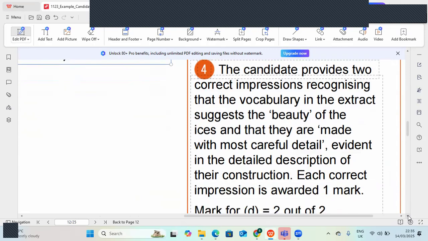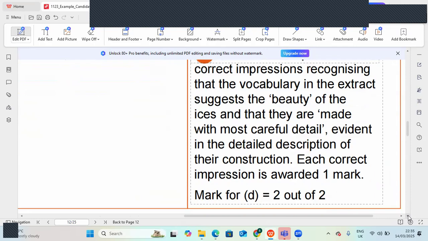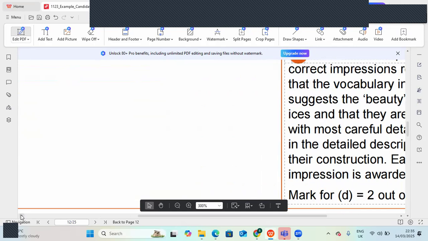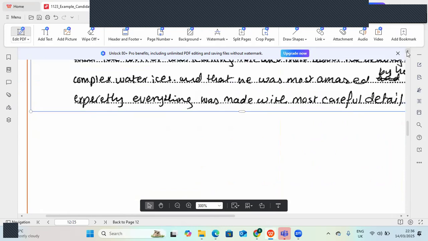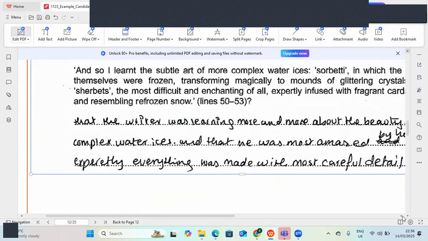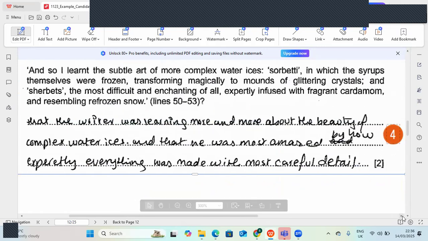Evident in detail the description of this construction, each correct impression is awarded 1 mark. So it was very, very easy to understand this question. It's only about what image you get after reading it, or what message is clearly given to you after reading the extract. Okay, so I learned the subtle art of more complex water ices. So the writer was learning more and more about the beauty of complex water ices and how carefully they are being made. These are the only two impressions that are portrayed there.